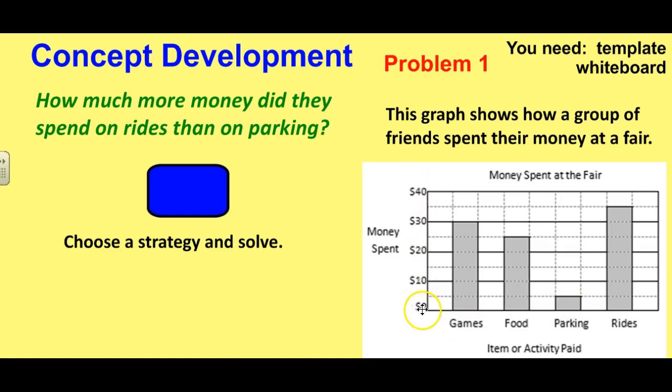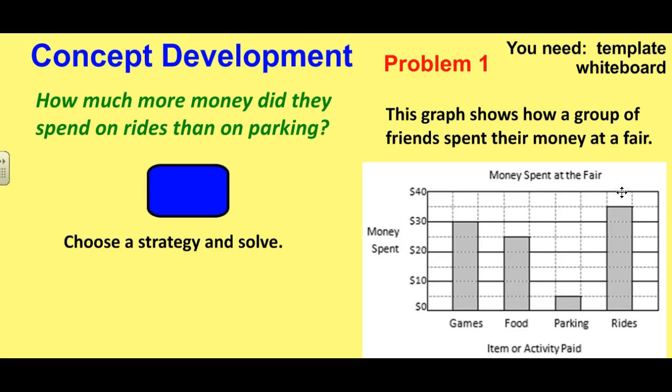We know that in between 0 and 10 would be $5, and we know that in between 10 and 20 would be 15, so it's going to be important to know what is halfway between the amounts that are on your scale, because we can see that food is halfway between $20 and $30, parking is halfway between $0 and $10, and rides is halfway between $30 and $40. So you're going to have to know what those bars go up to and what amount that is.